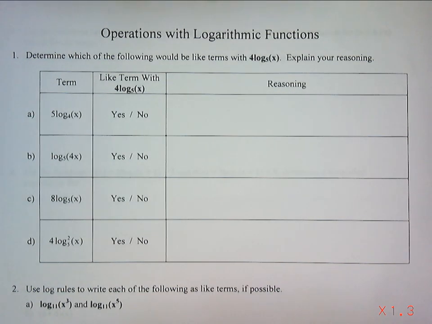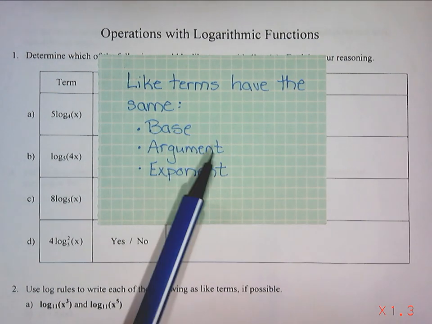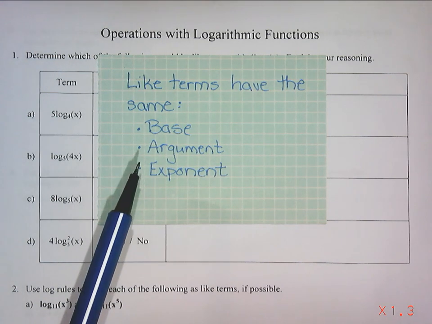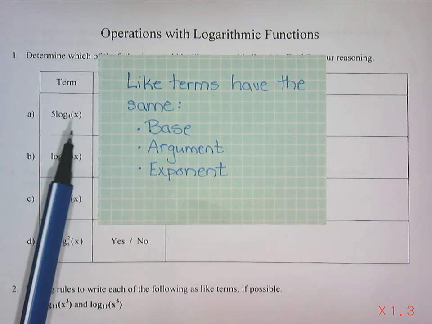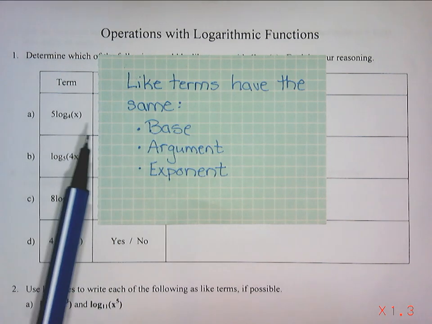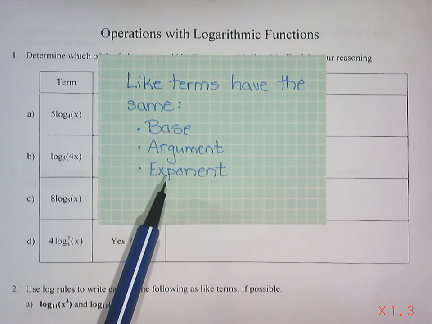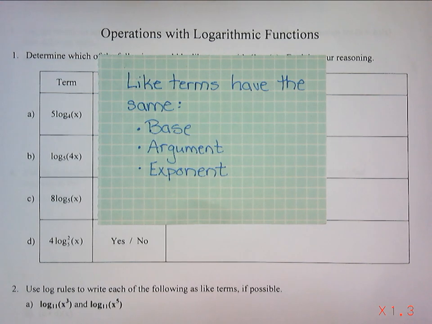So like terms with log functions need to have 3 things. They need to have the same base, they need to have the same argument, and they need to have the same exponent. So the base is the number that is written next to the log. The argument is the part inside the bracket, and the exponent means an exponent that is in between the word log and the argument. Those are the 3 things that need to be the same in order for them to be like terms.